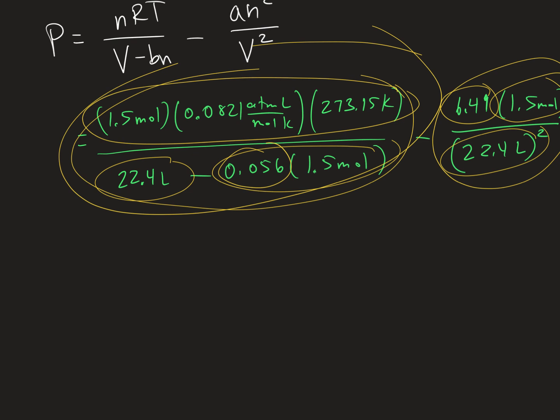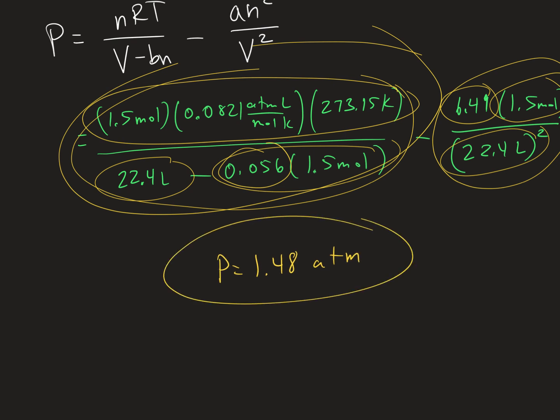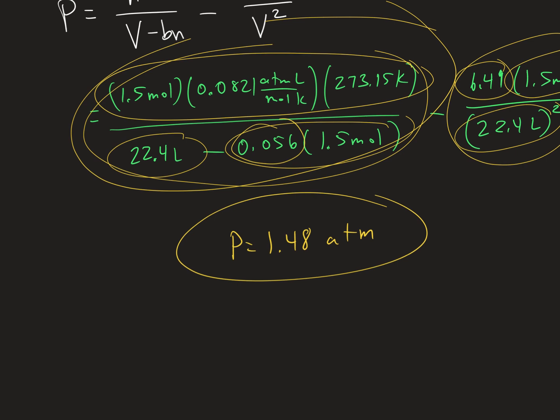I got 1.48. Maybe I did it wrong. That's what I got too. 1.48? 4.478. Yeah, 4.48 atm. That's because it's messy. You rounded it to 3 sig figs, isn't it, too, because of the 1.5 moles? Yep, you're right. So 1.5 atm.